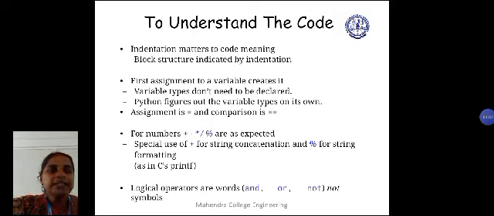Here assignment is done with the equal symbol and comparison is done with double equal. The numeric operators are plus, minus, asterisk, slash, and percent. The logical operators are used in the form of words, not symbols. But in the C language we use symbols. Here we use and, or, not as words.